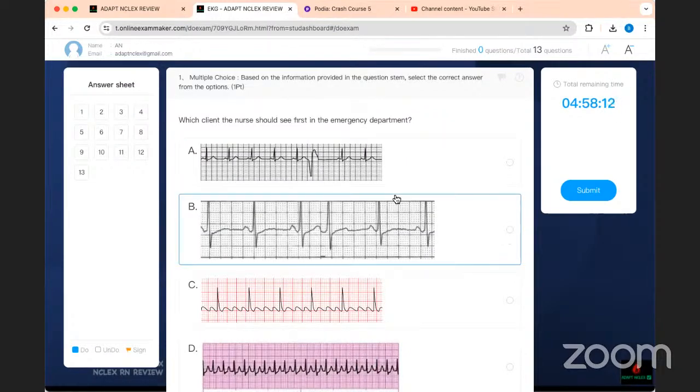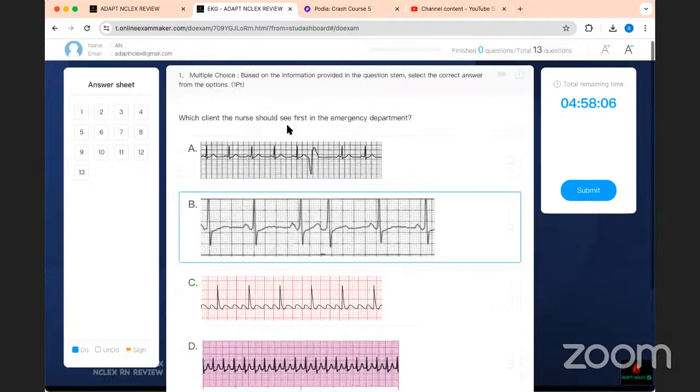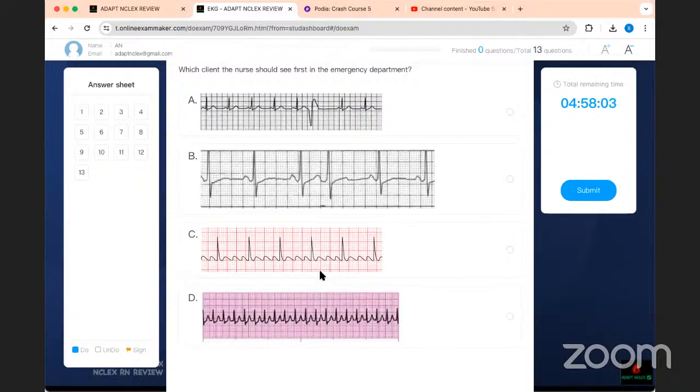So this is the first question. Which client should the nurse see first in the emergency room? You have 4 EKGs. Who do you think the nurse should see first? You have to identify what each one of them is, and then you can figure out what the condition is. You have to identify this one, that one, that one, and that one. Then use that to answer the question.